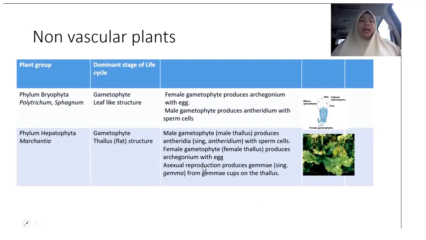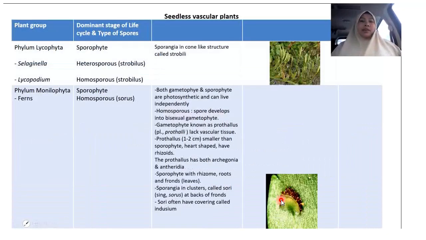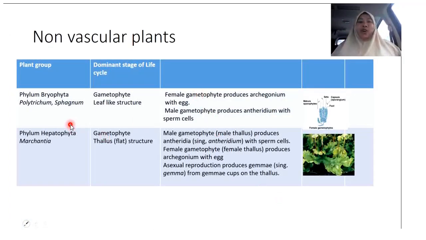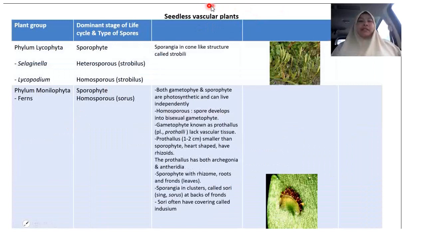This plant may also undergo asexual reproduction by producing gemmae. You can see the small structures here, or you can refer to the textbook. The gemmae develop from gemma cups on the thallus. So remember, non-vascular plants have two different phylums: phylum Hepatophyta and phylum Bryophyta.